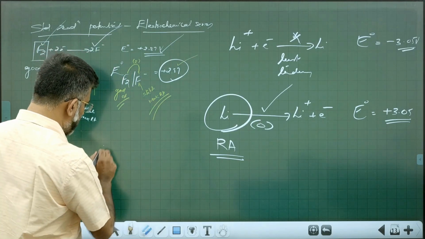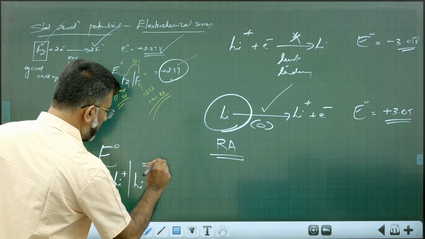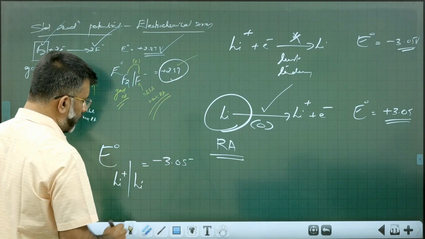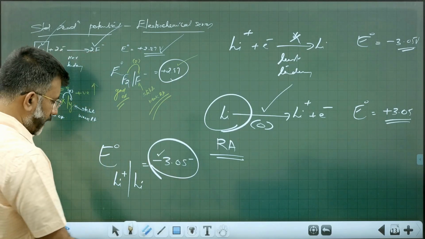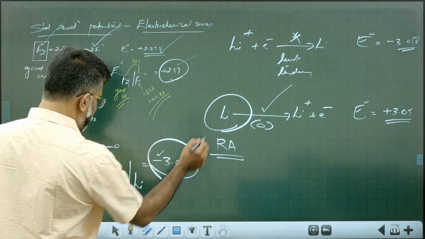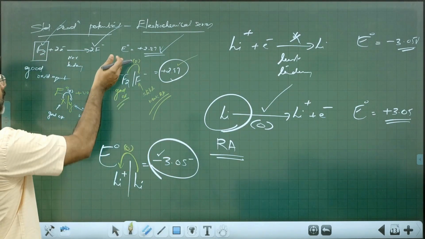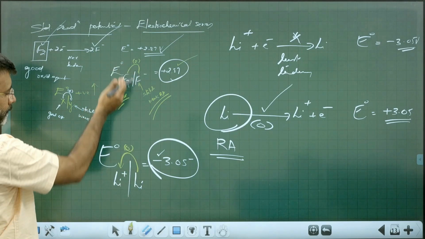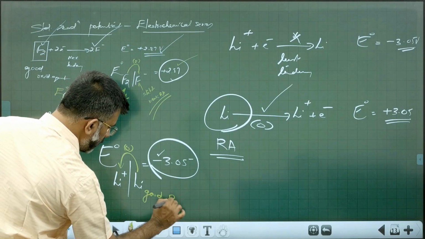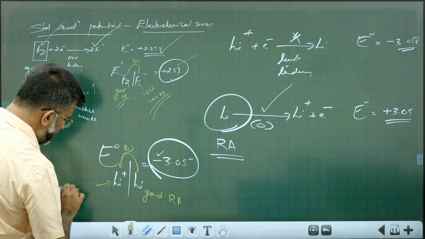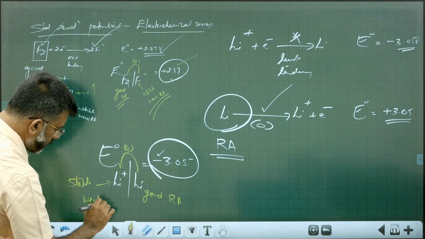So let us see the conclusion. E naught Li plus bar Li is minus 3.05. That means a high negative figure. Then the conclusion will be, this is easily oxidized to this. Just opposite to what we have seen here. This is easily oxidized to this. Therefore, this is a very good reducing agent. And this is relatively stable, and it is a weak oxidizing agent.